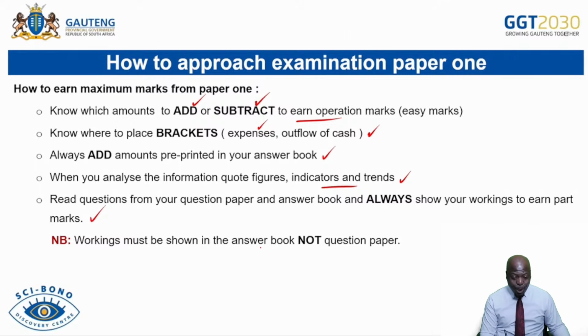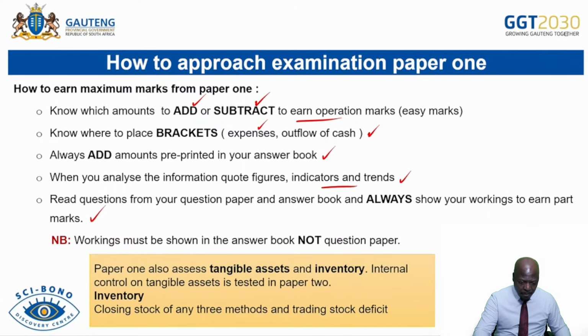And workings must be shown in the answer book and not on the question paper. So workings must be shown in your answer book. Okay, so very key also to note that in paper 1, tangible assets can also be assessed together with inventory valuation. I think if you've done a couple of past papers, you would have picked that there are calculations that can pertain to tangible assets.